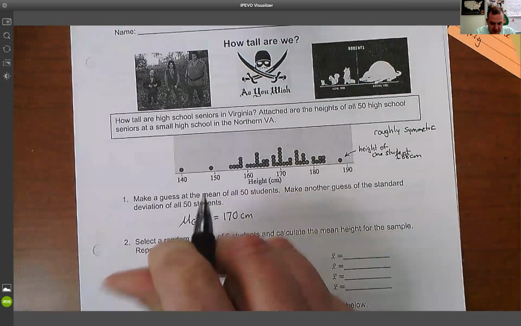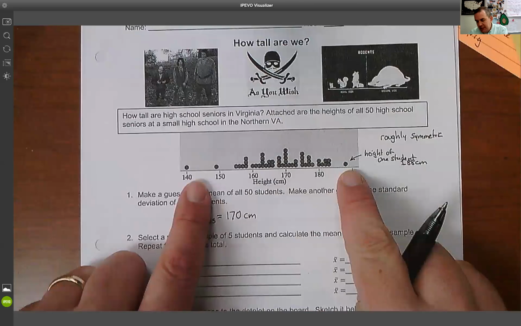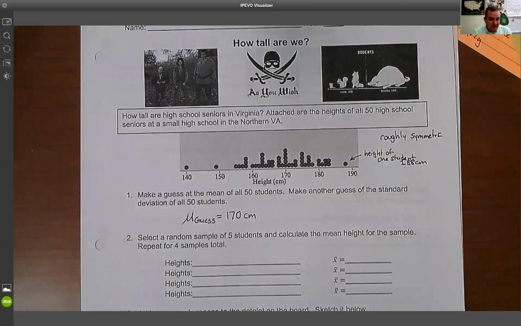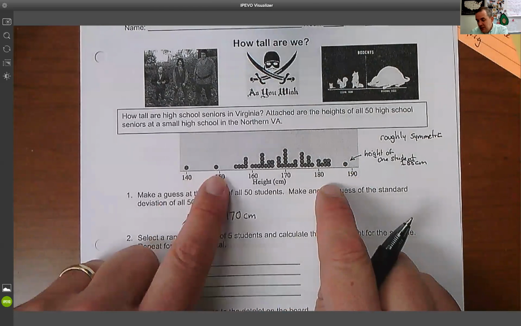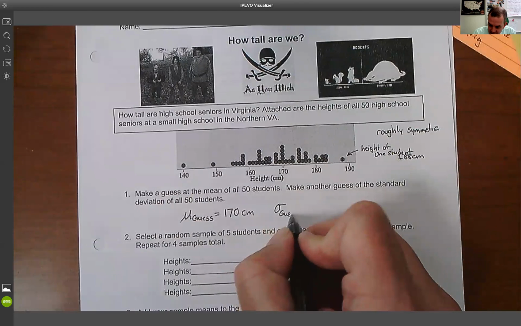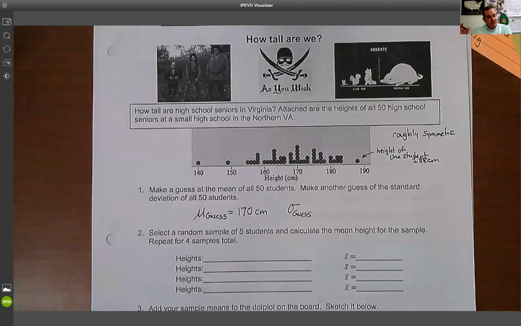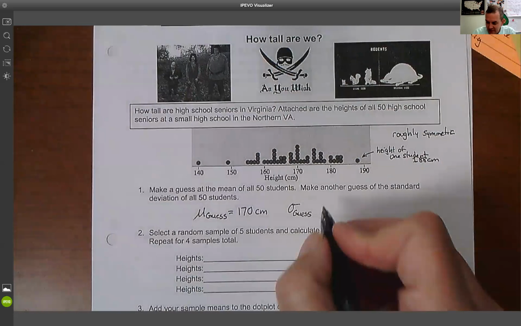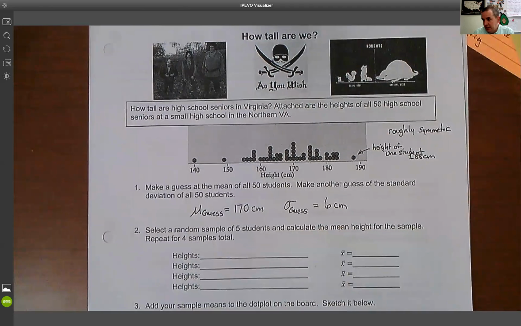If you want to think about the variability, it's how spread out it is. It goes all the way up to 188. It goes all the way down to 140. Realistically, that's more of an outlier-ish kind of person. So let's take a guess at the standard deviation. It's about 18 up. And remember, we talk about 3 standard deviations up, 3 standard deviations down. So I'd probably guess about 6 centimeters is my standard deviation.